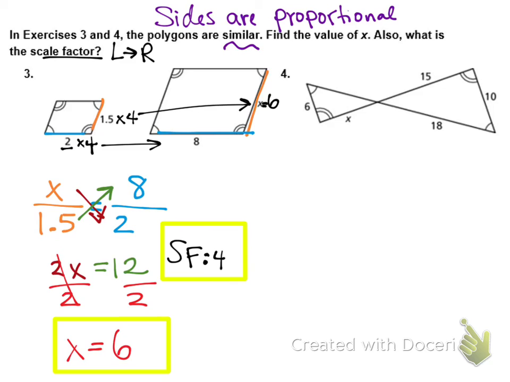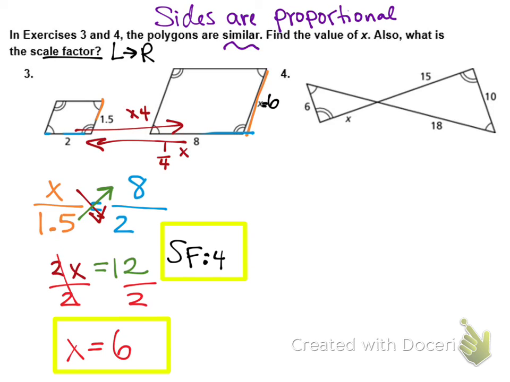So 4 is the scale factor. What if it was from the right to the left? What is the scale factor from 8 to 2? It's not 4. It'd be 1/4. It'd be the reciprocal, the flipped. So from 2 to 8, it's times 4. From 8 to 2, it's going to be times 1/4. 2 is 1/4 of 8. That's why it matters from what direction to what. I'll normally list it. If I don't, you can just do left to right.